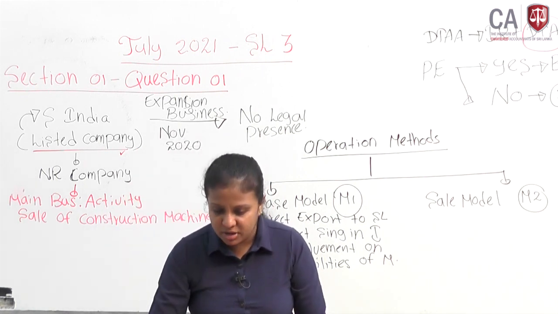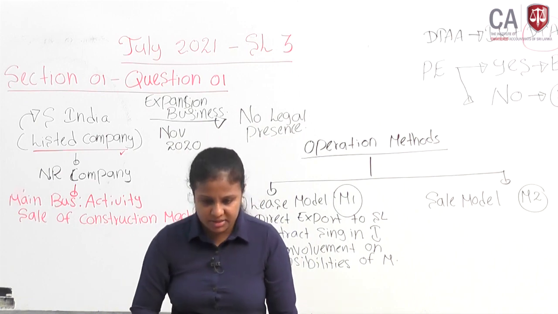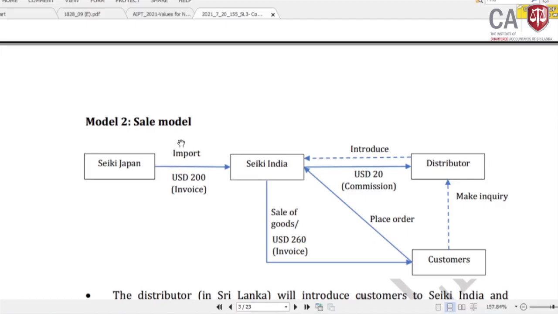Then the sale model. What happened in the sale model? Seiki Japan is there, again the same thing. From Japan, it is imported to India. There is a distributor. Then India will export to the distributor, and the distributor is selling to the customer, as well as Seiki India is selling to the customer, and this is the approach.